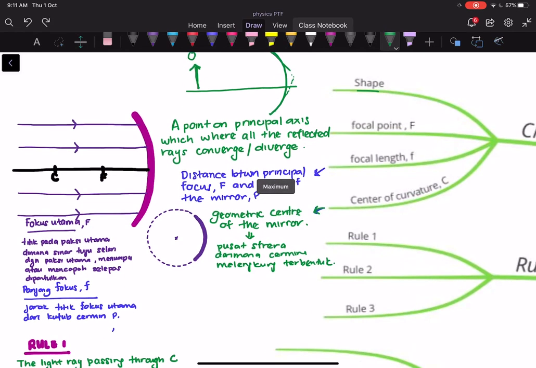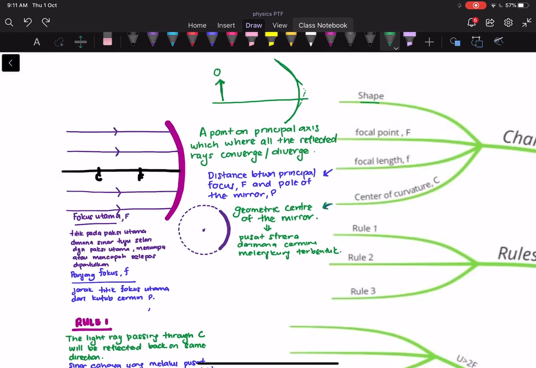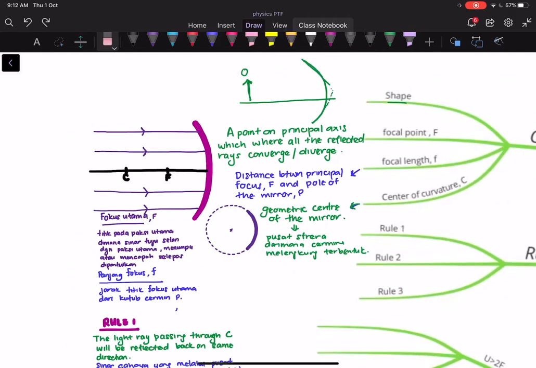Okay, now, before we go into detail on different characteristics of concave mirror, let's look at certain sections which are important in drawing a ray diagram in a concave mirror ataupun cermin cekung. Yang pertama ni, garis di tengah, the black line that is drawn in the middle here, this is exactly the principal axis, ataupun paksi utama. So remember, this line here is the principal axis ataupun paksi utama.